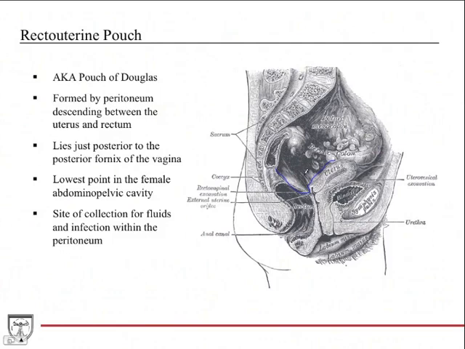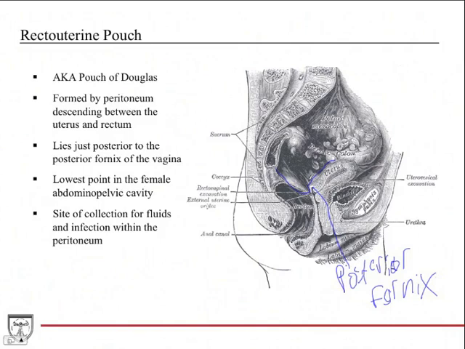It's between the rectum and the uterus, so rectum here, uterus here, and it lies just posterior to the posterior fornix of the vagina. So that's this structure right here. So that's the posterior fornix of the vagina. And the reason that's significant, we'll talk about in subsequent slides, but this gives you kind of a direct access, if you would, to the pouch of Douglas.